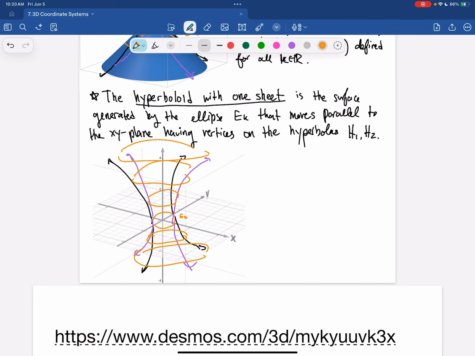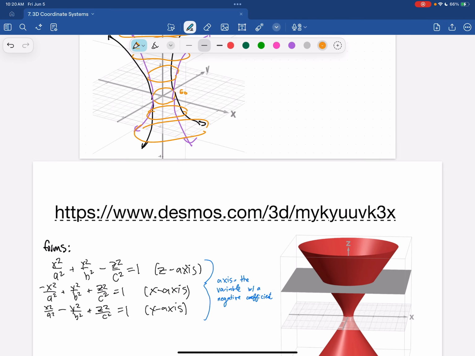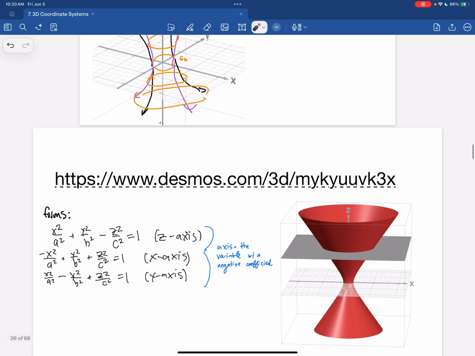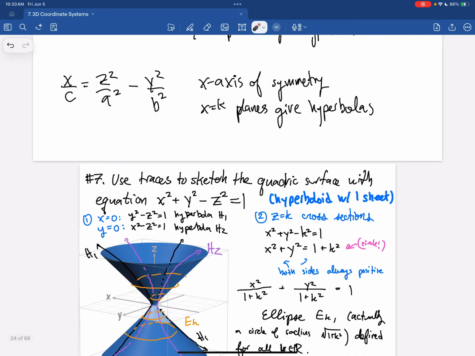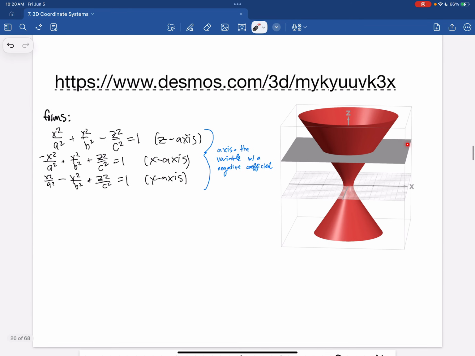Big hourglass. Nice. And as with the others, I've got the different forms here depending on where we're centered. If you want to identify it just looking at the equation, for hyperboloids we've always got everything squared, a 1 on the other side, and the axis, or where we're centered, is the variable that has a negative coefficient. So ours had a negative in front of the z. And I would recommend checking out that Desmos link. This is that z is equal to k plane, moving it up and down.